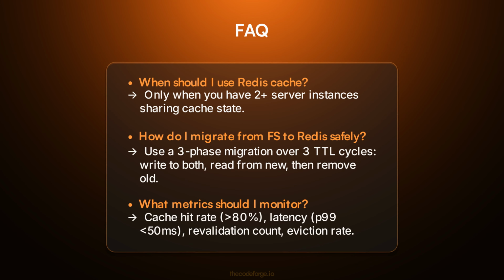How do I migrate from FS to Redis safely? Use a 3-phase migration over 3 TTL cycles. Write to both, read from new, then remove old. What metrics should I monitor? Cache hit rate above 80%, latency P99 under 50 ms, revalidation count, eviction rate.